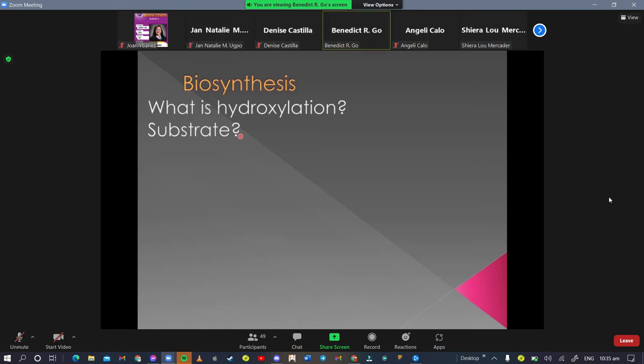Okay. Hydroxylation occurs after the removal of your signal sequence. Removal of the signal sequence will convert your pre-pro alpha chains into your pro alpha chains. After the removal of that signal sequence, then there's the time you can do your hydroxylation. So the substrate is your pro alpha chain. Not the pre-pro, because the signal sequence has already been removed. Okay. Location.